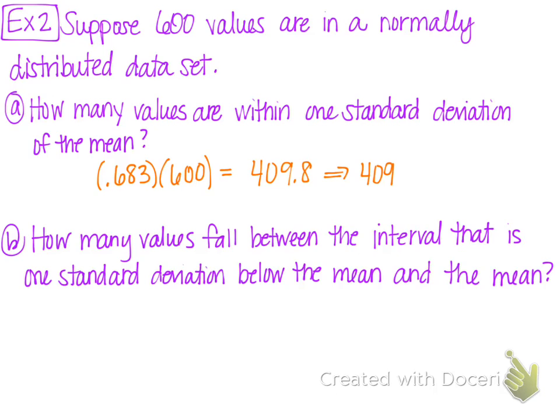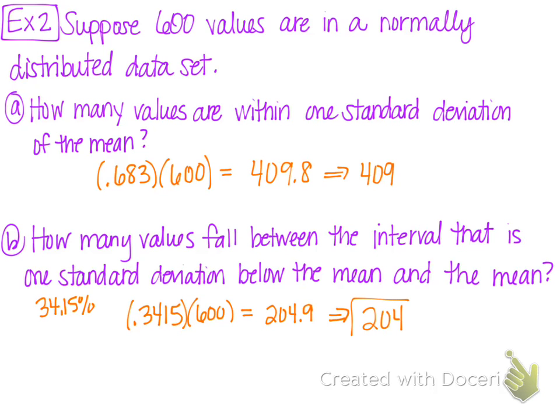So let's go back. 34.15%. So we're going to take 0.3415 and multiply it by 600 because that's the pieces of data that we have. And we get 204.9, which remember we can't have parts of pieces of data. So we have 204 pieces of data that lie in that interval.